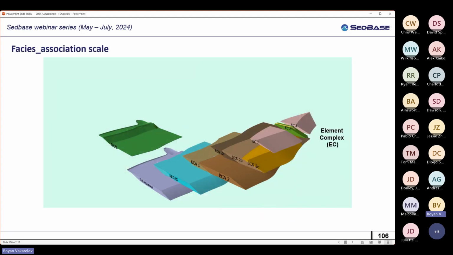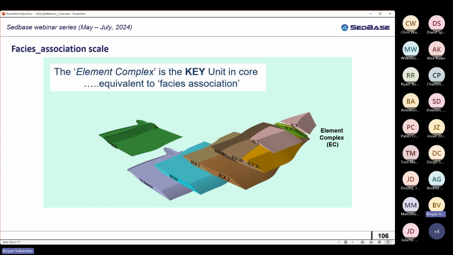Okay, so then let us go one level up. This is our regional system, the ECA unit. These are our lobes. Now, what happens inside of a lobe? Well, this is where our element complex unit comes in. This is a very important unit because this is the unit you should always be using when you try to relate local observations in core and a depositional environment.